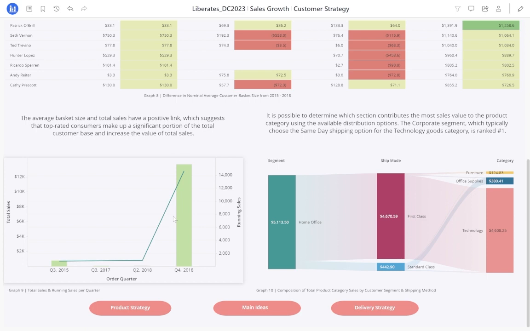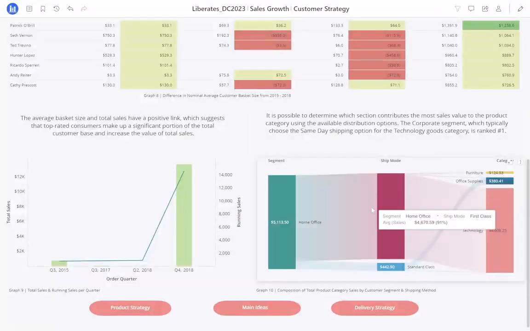To carry out his marketing strategy, you can look at graph 10. What is the customer segment? What are the common delivery methods used? And what product categories are purchased based on the average value of purchases made?